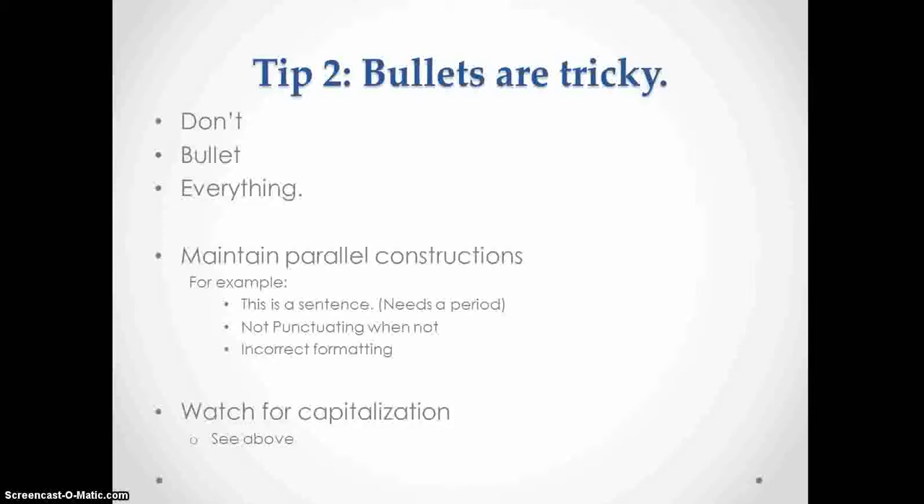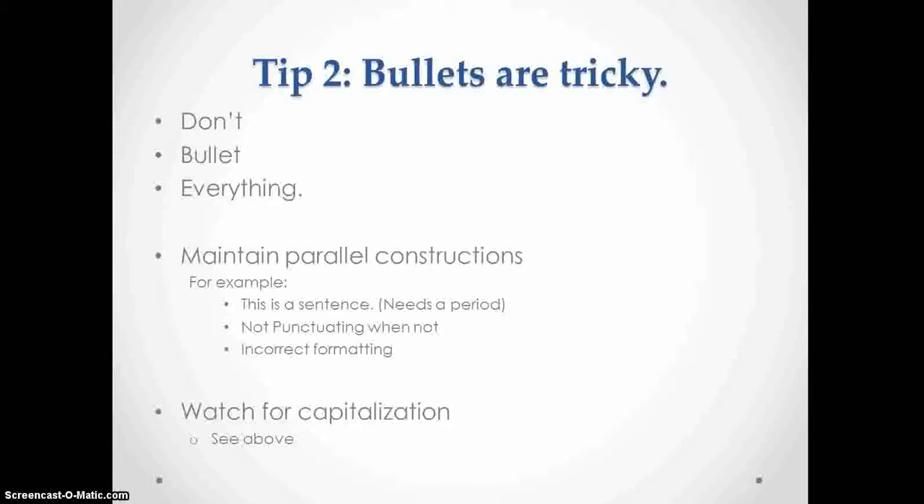Bullets are lists, and so if you have a list of your points on your screen, great. That's an effective use of a bullet. If you just have one point, no reason to add the bullet there, and be cognizant and aware of that. Secondly, maintain your parallel construction in your bullets.